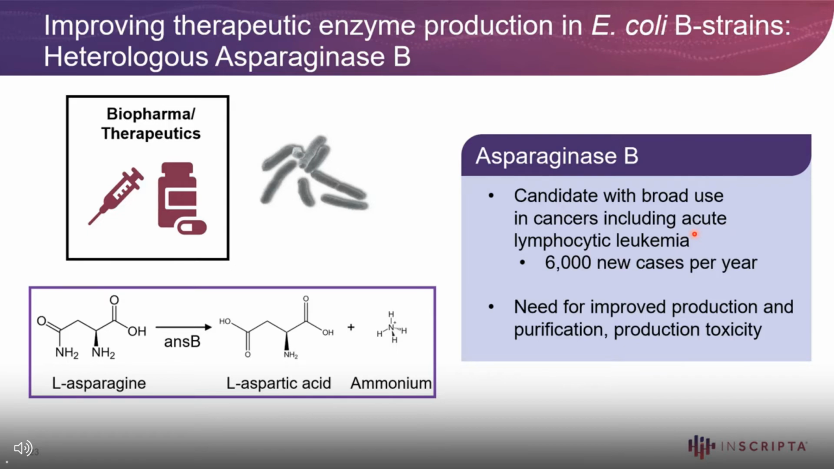However, there are some improvements that need to be made with this asparaginase B, and a lot of them focus on production. So there's a need for improved production and purification of this important enzyme, and then also to overcome production toxicity. This asparaginase is somewhat toxic to E. coli. Overproducing it in particular is toxic.